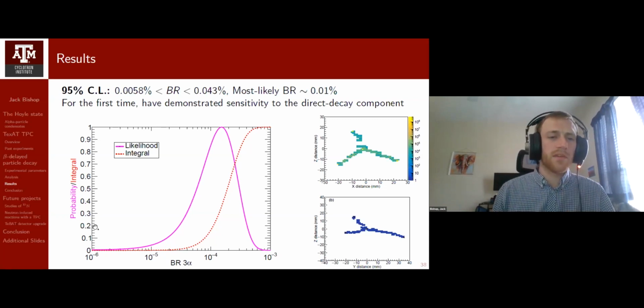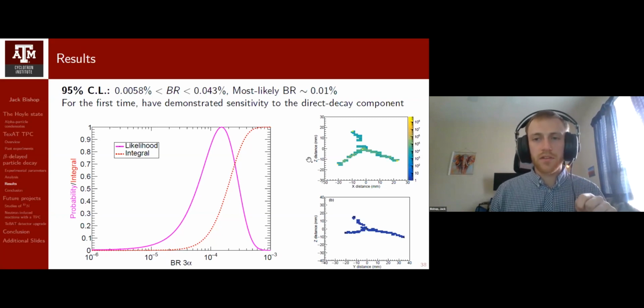What we can see from this probability distribution is that the most likely branching ratio here is about 0.01%. So this is something that is very exciting. It seems like we've really hit the bottom of the experimental limit here.